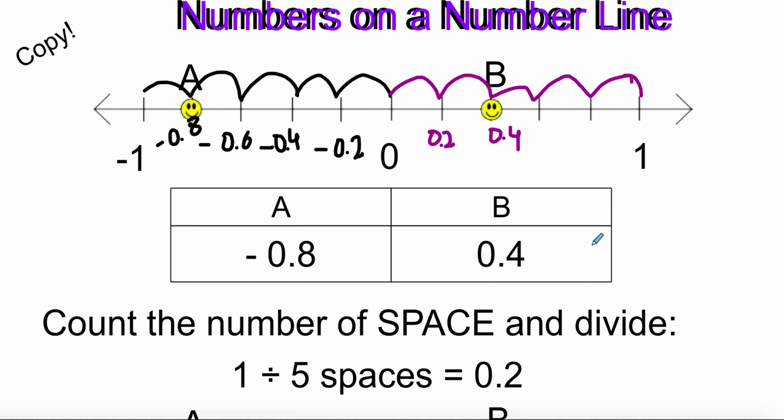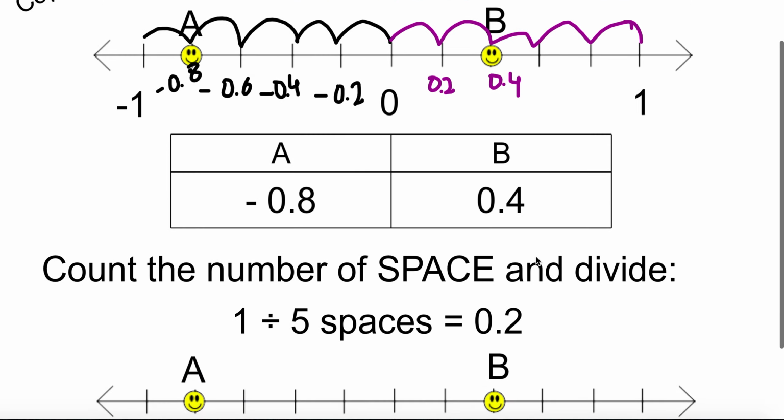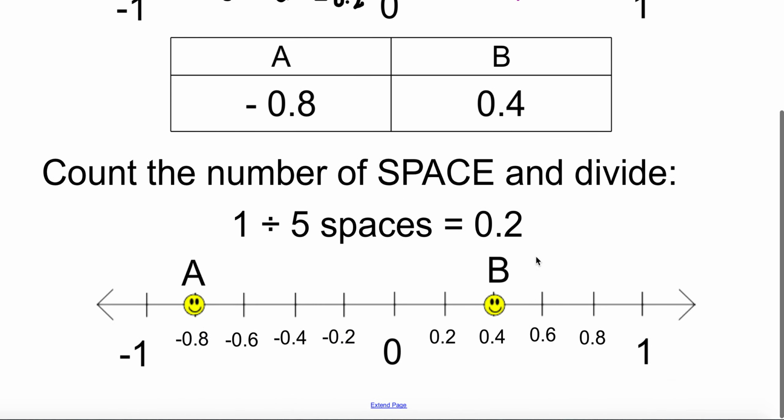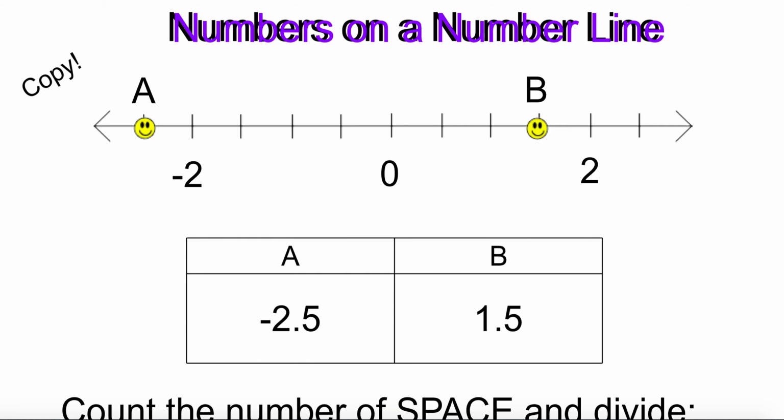Okay, good. You count the spaces and you figure out that it is 0.4. Count the number of spaces and divide. Now here is the answer. Here was the original answer to this. Beautiful. So you know how to do it when you have the next ones. We count the spaces, and we divide by the spaces, and you get the intervals. How much are the intervals, to figure out the point?